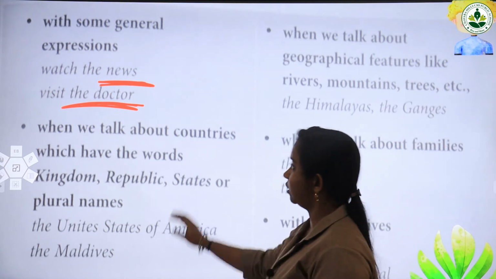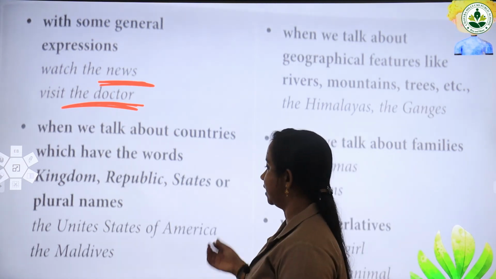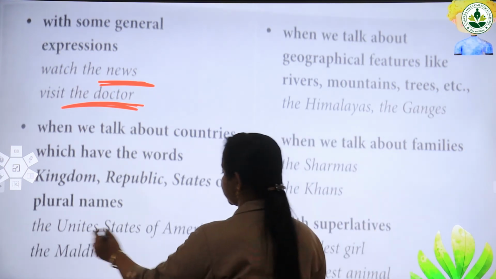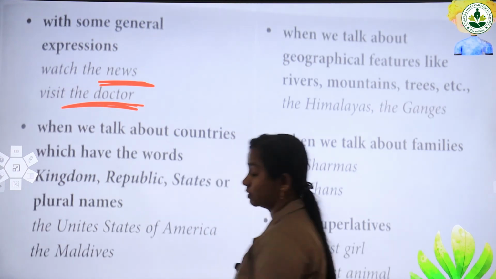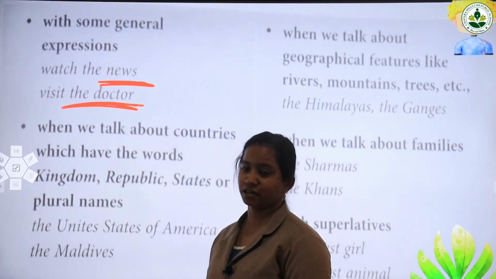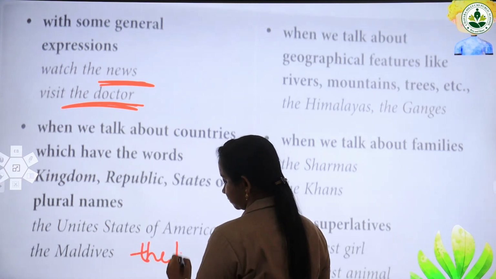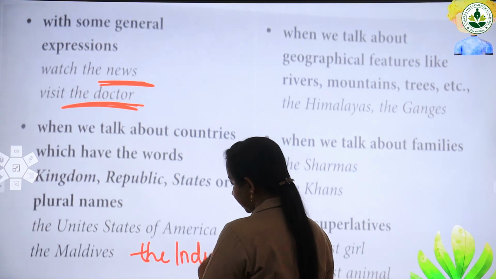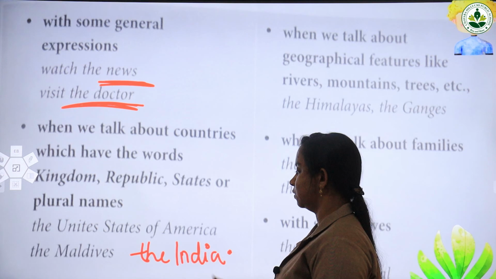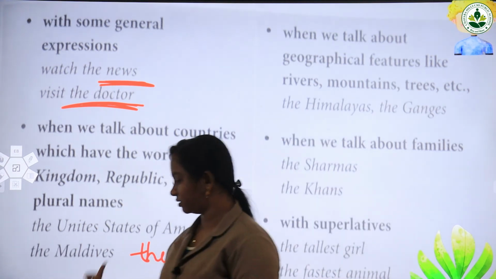Okay. When we talk about countries which have words like kingdom, republic, states, or plural names. Okay. Just see the United States of America. If we want to express the country's name, and we are sure about the country name, then we will be using the article "the". For example, I will write "the India". We know that there is only one India in this world. So we are sure about the country, so we will be using the article "the" before the countries. Okay. The Maldives. Just see this.